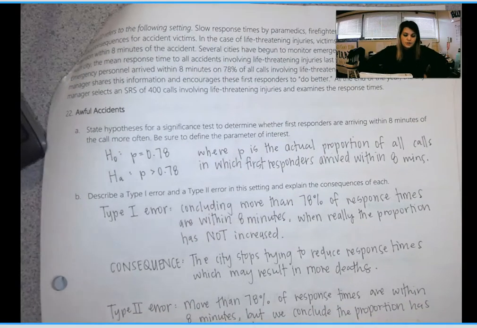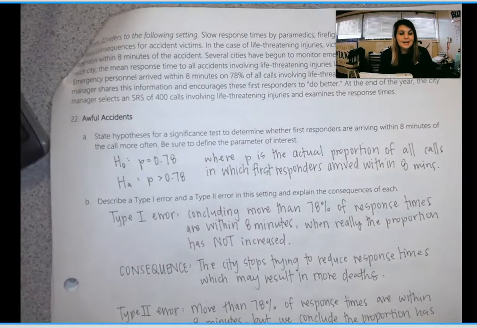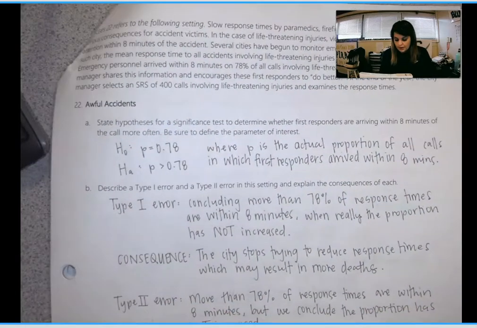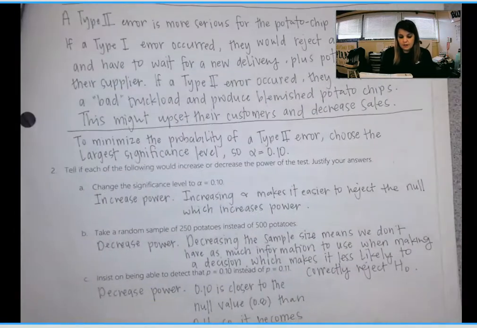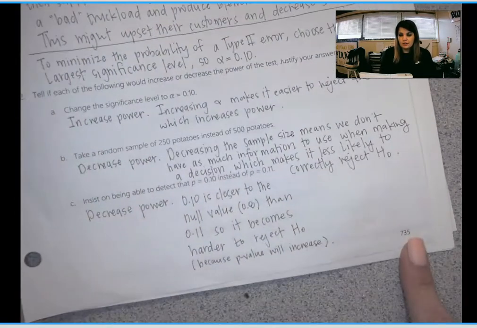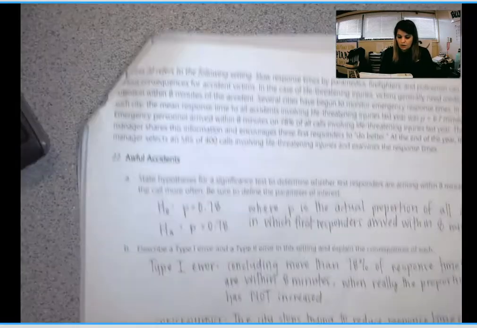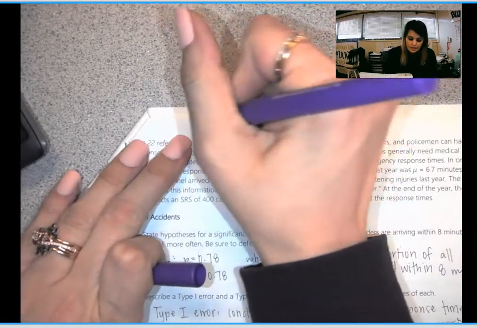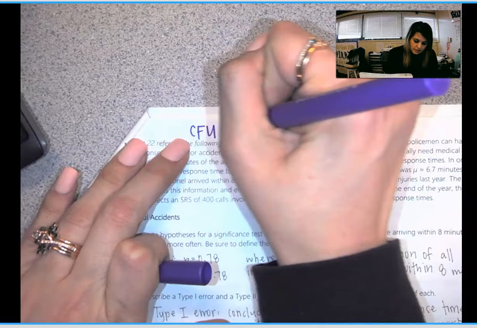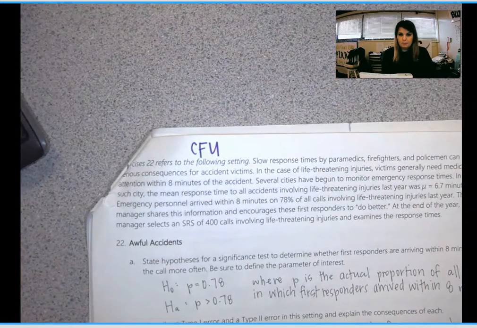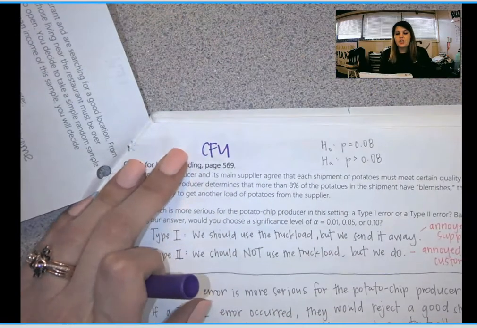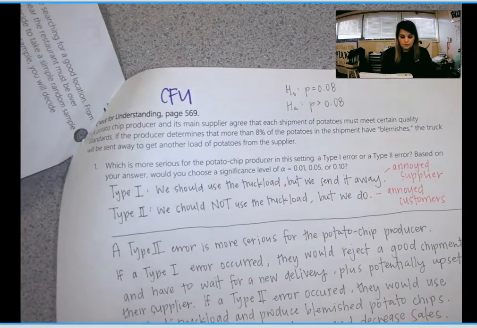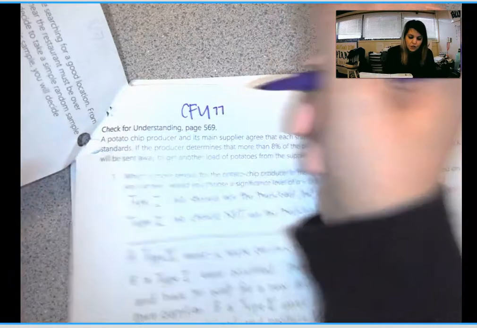These are our solutions for Check for Understanding that goes along with Lesson 77. So we had 2 pages to complete. We had page 733 and then the very last page in our notebook, page 735. So our Check for Understandings is this one, the problem about response times and the problem about rejecting the truckload of potatoes. So these are both CFU 77.